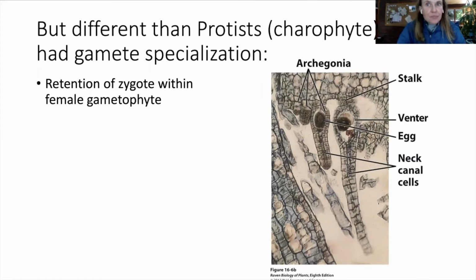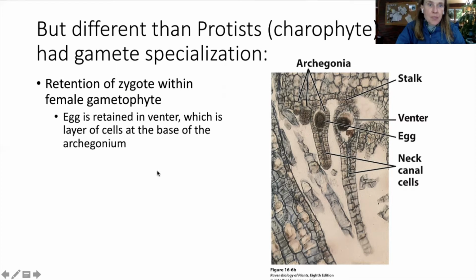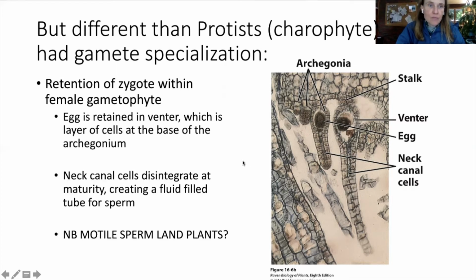Well, let's talk about the retention of the zygote in the female gametophyte, right? I talked about the retention of the egg, which we've seen before in protists. What happens is the neck cells of the canal disintegrate, they create a fluid-filled tract for the sperm to swim down to fertilize the egg. So it all happens, internal fertilization the whole way.